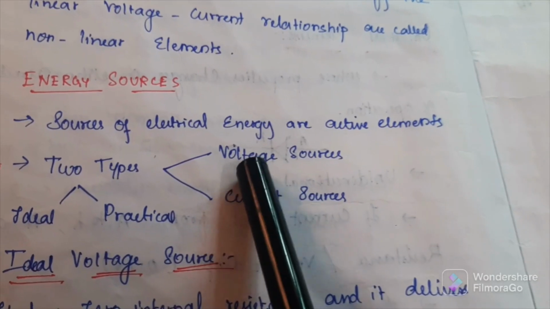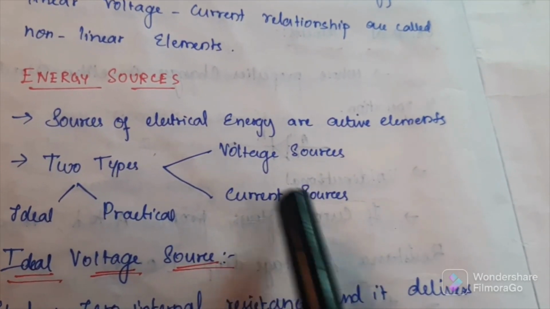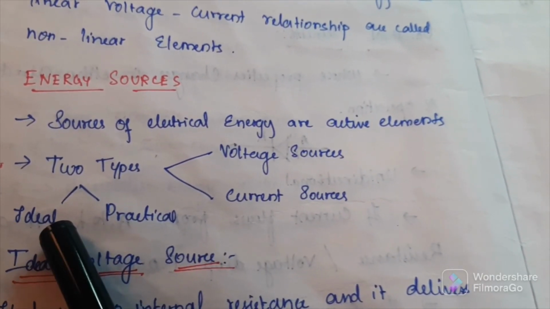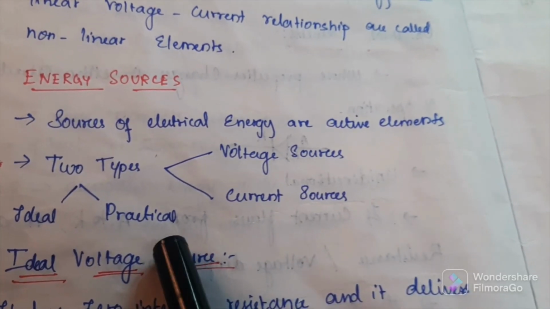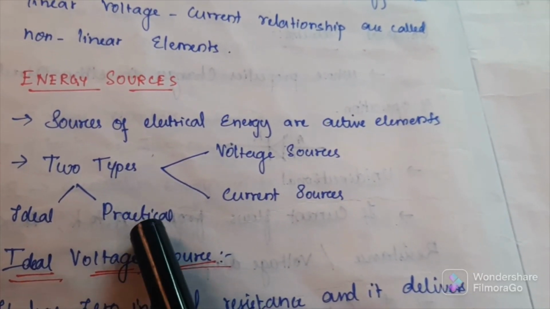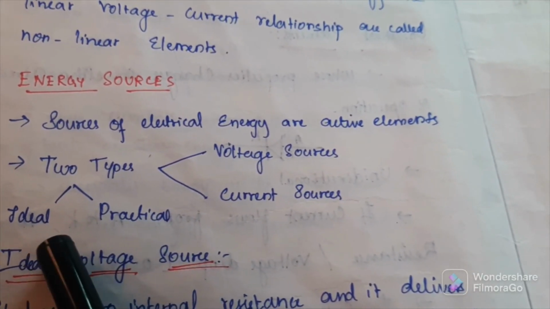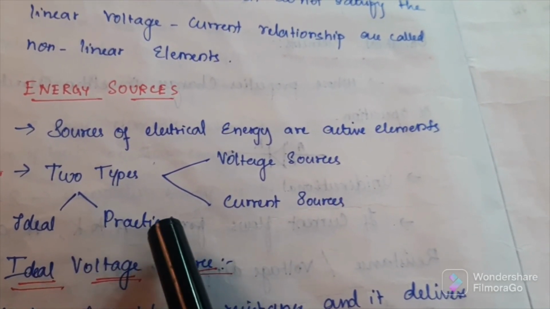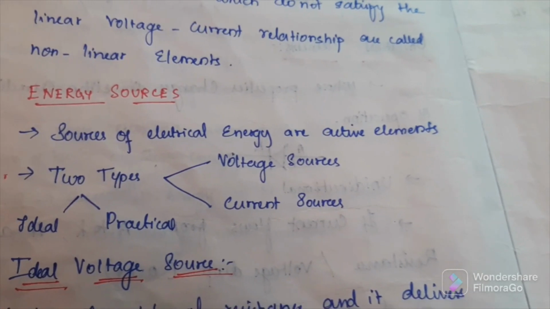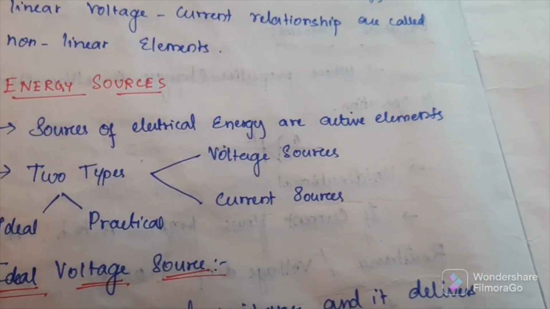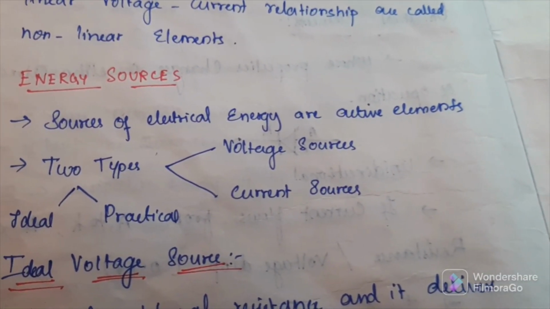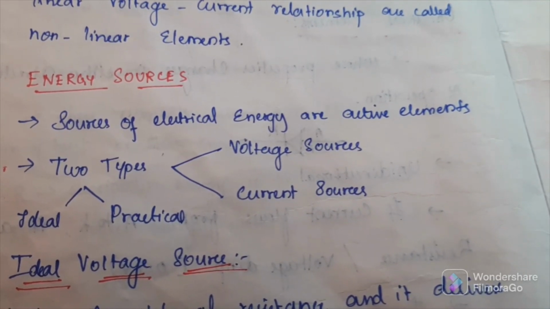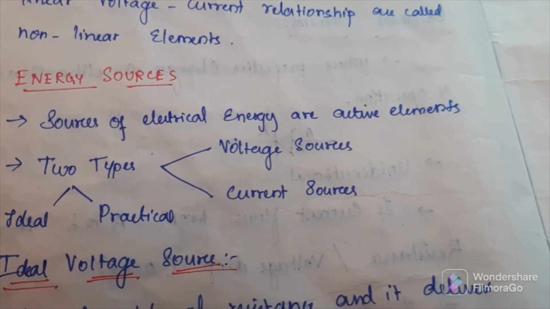We can split this voltage source and current source into two types. One is ideal voltage source, another one is practical voltage source. Current source can be divided into two types, ideal current source and practical current source. So we know that voltage source and current source are active elements.